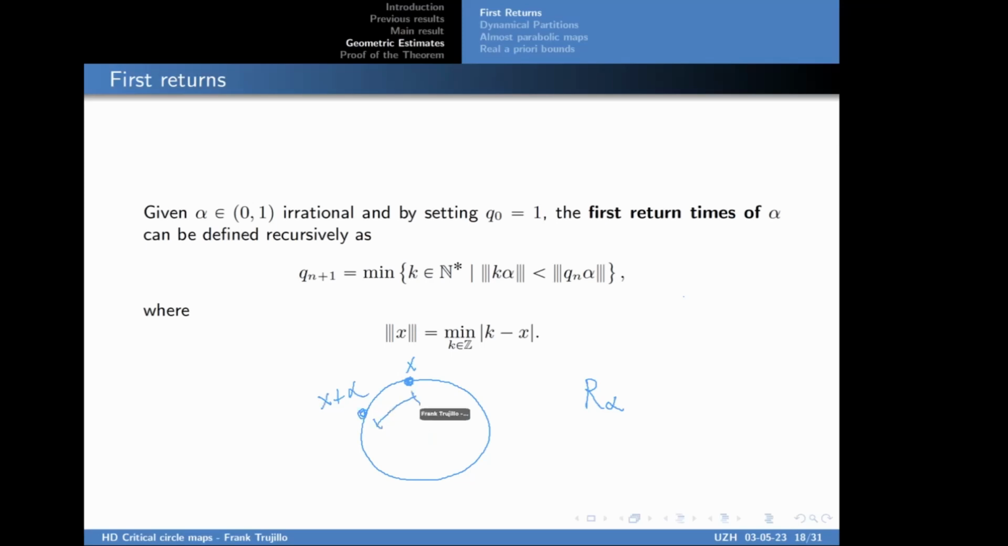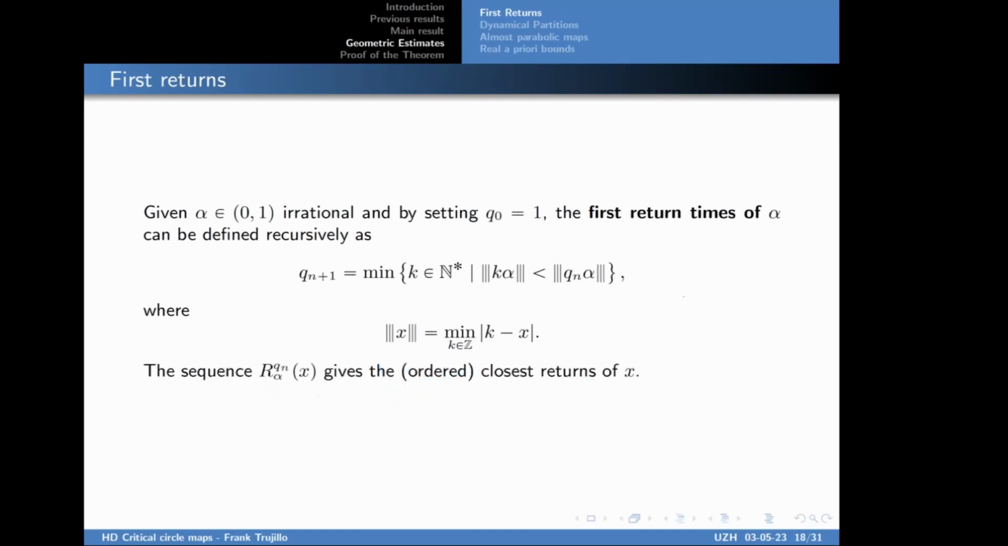find the next iterate that gets closer than this distance. So I will iterate a little bit more, and at some point I get closer. This will be my first return time. This will be my second return time. And I repeat this process. So I continue iterating until at some point I get over here and I get closer than before, and this will be my third return time. So I'm just trying to encode the sequence of ordered closest returns of X according to this map R alpha.